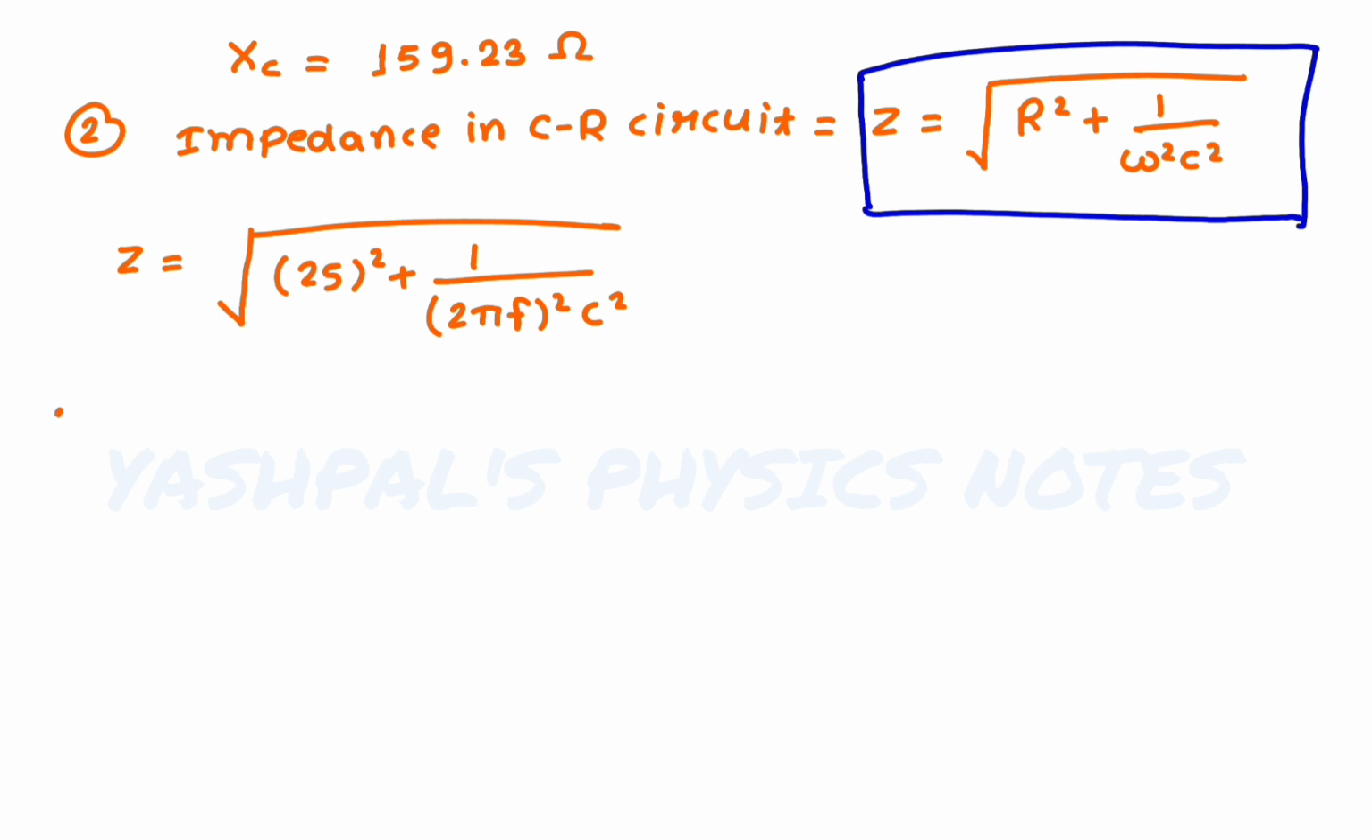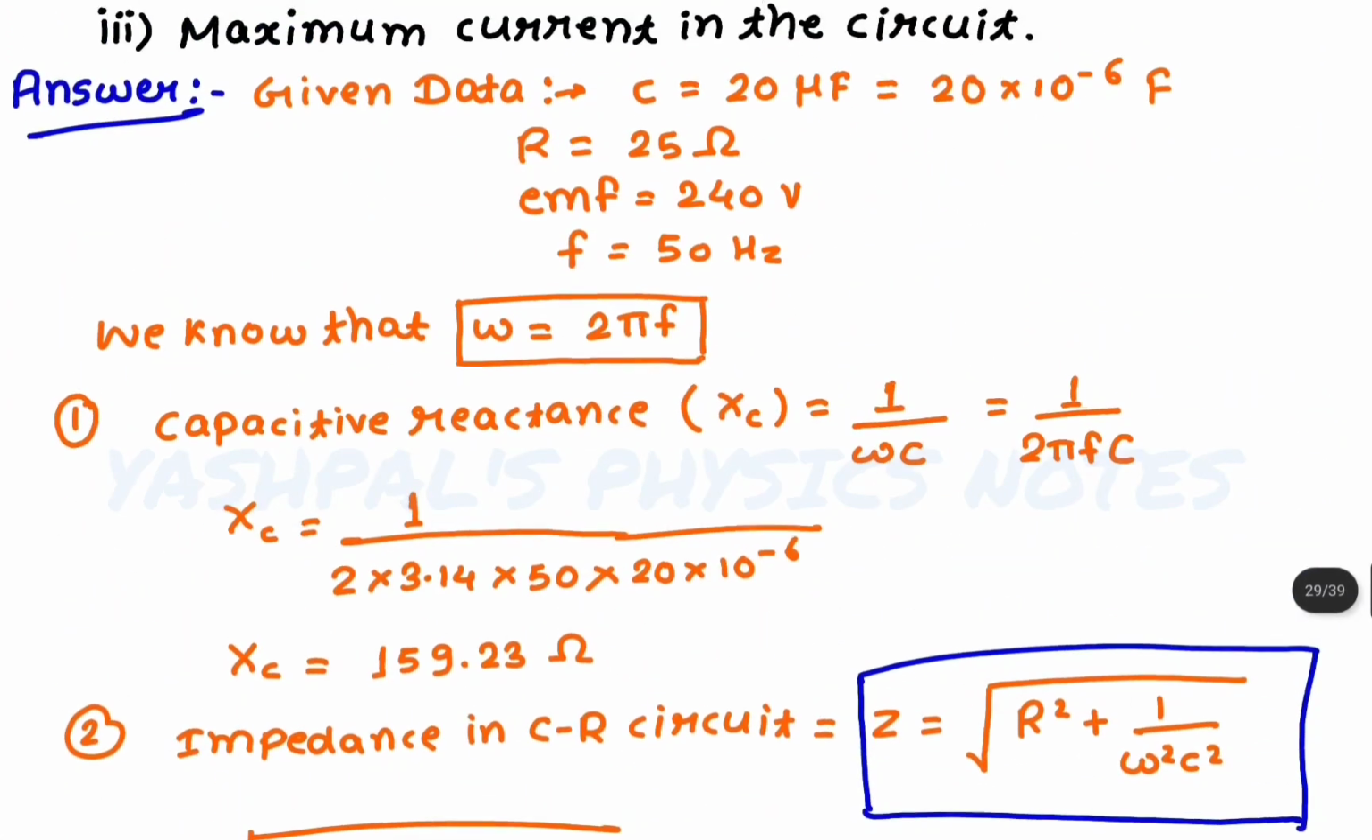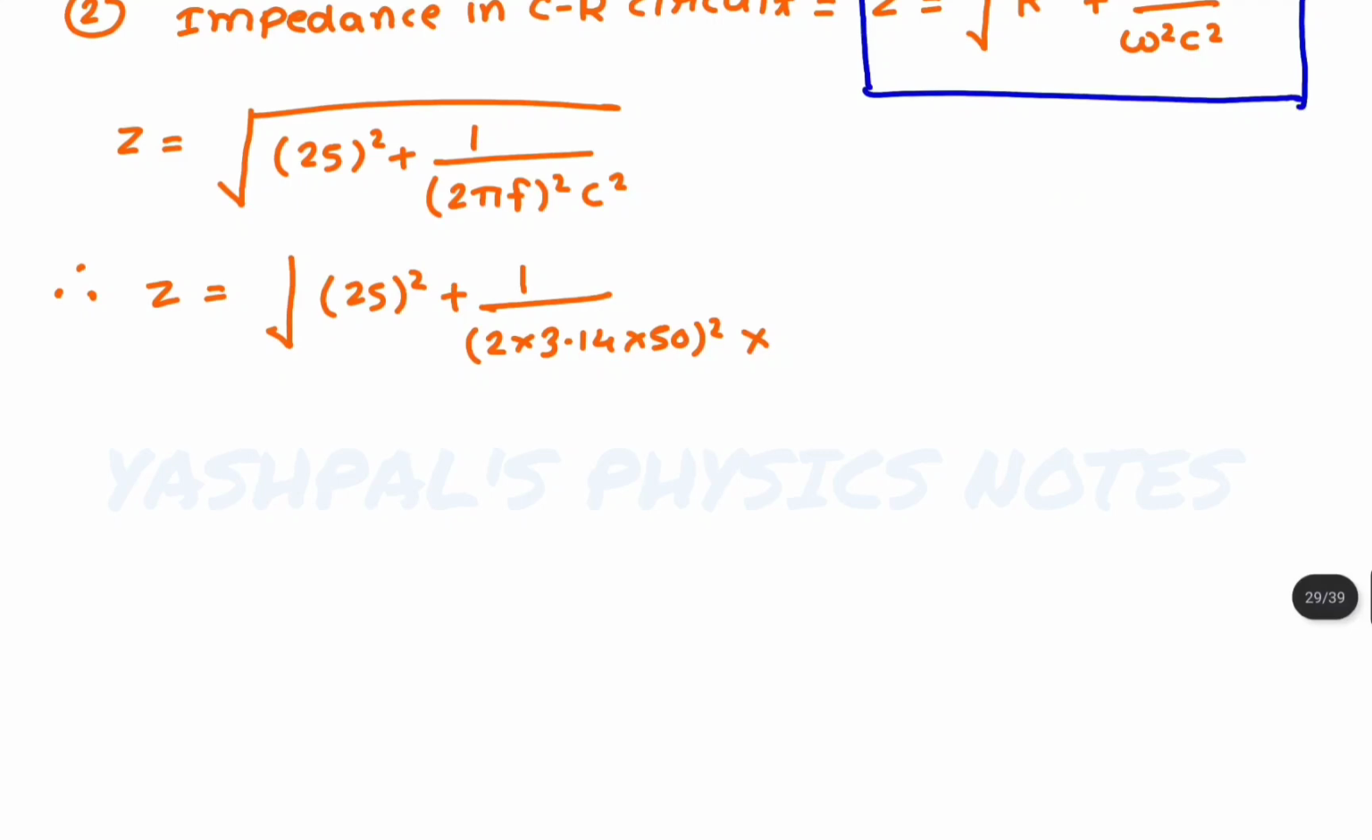So therefore Z is equals to under root 25 square plus 1 upon 2 into, what is the value of pi? 3.14, and value of frequency is 50 square. And then what is the value of capacitance? We have found out 20 into 10 to the power minus 6 farad, to the whole square.